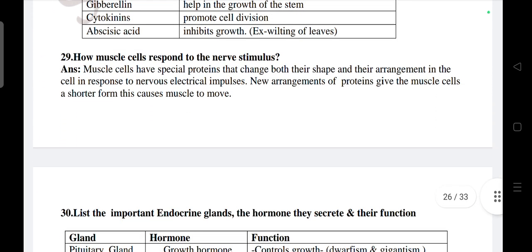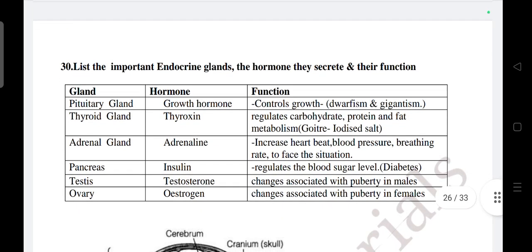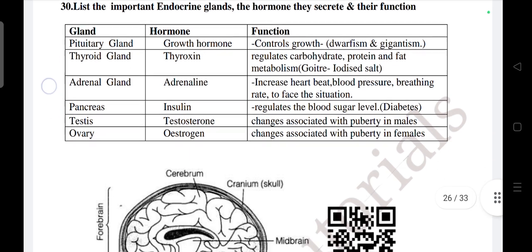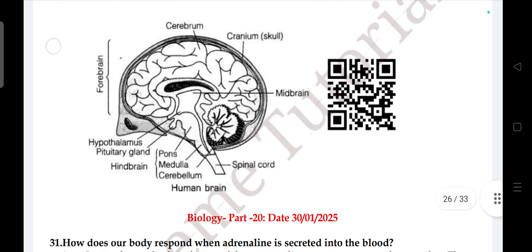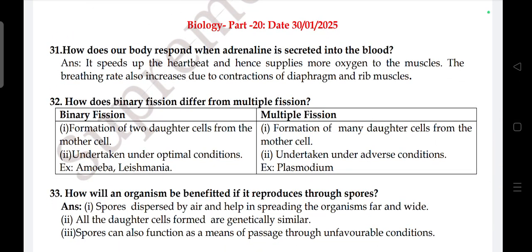How does a muscle cell respond to a nerve stimulus? Then list the important endocrine glands, the hormones they secrete and their functions. Next, brain diagram, very important diagram. How does our body respond when adrenaline is secreted into the blood?